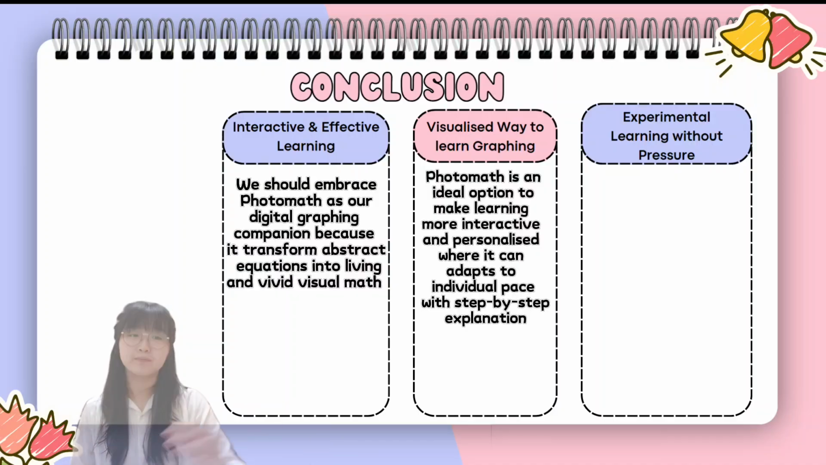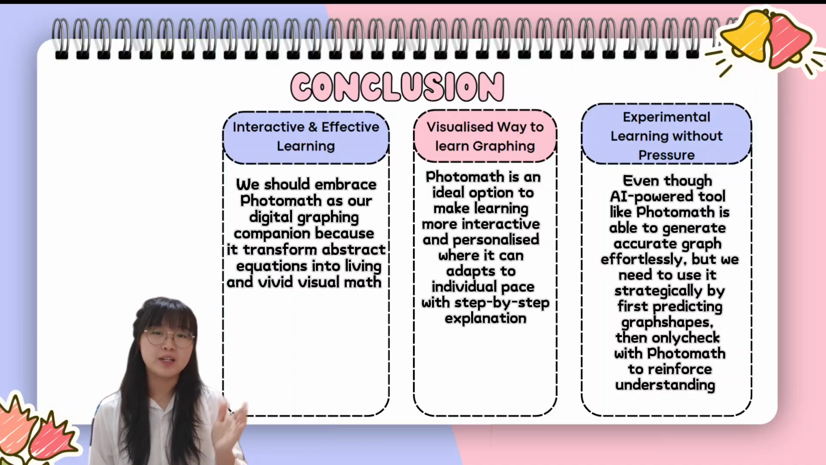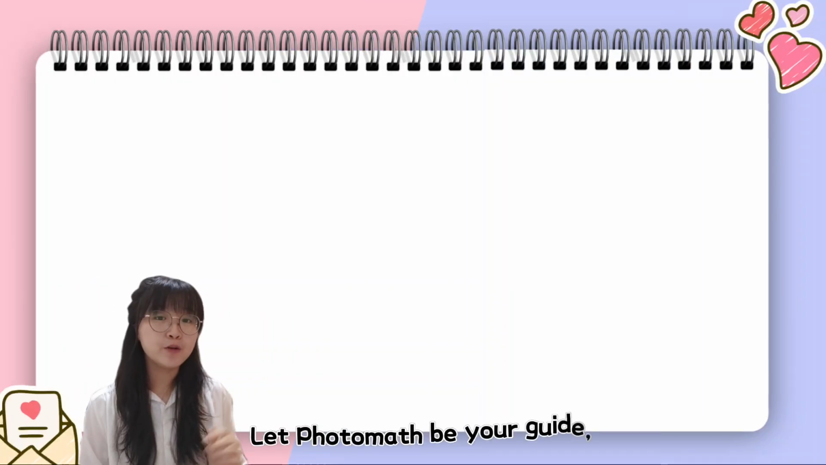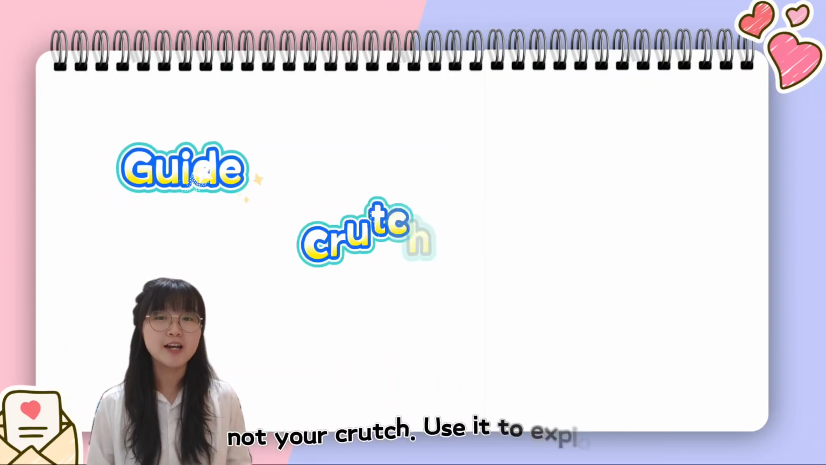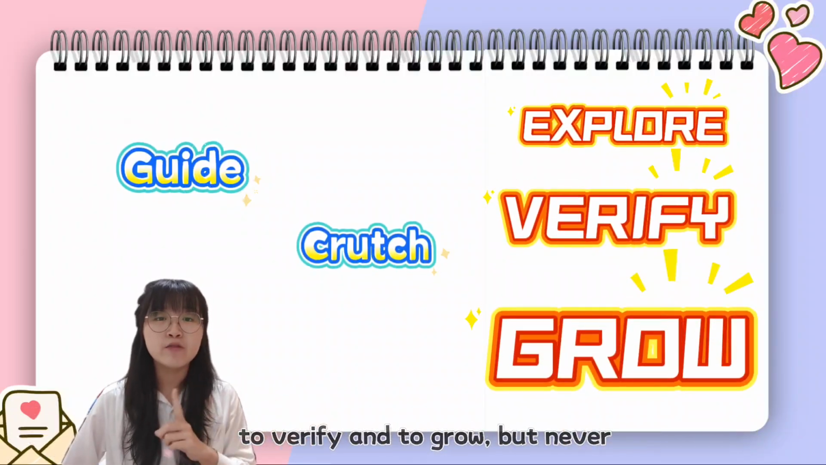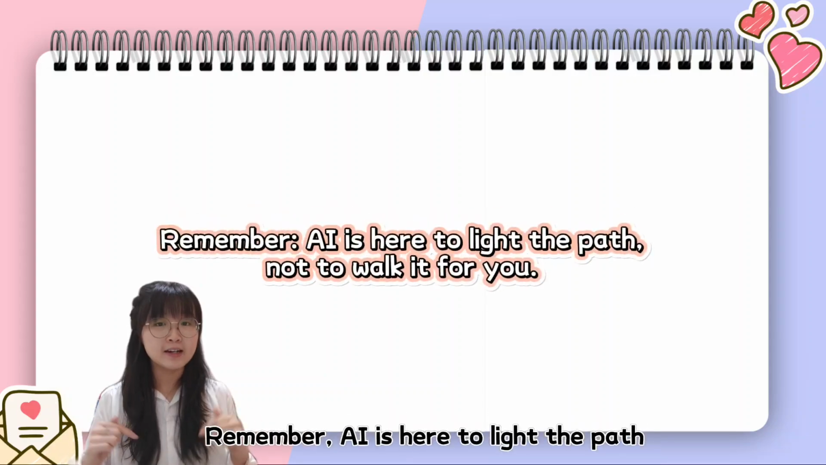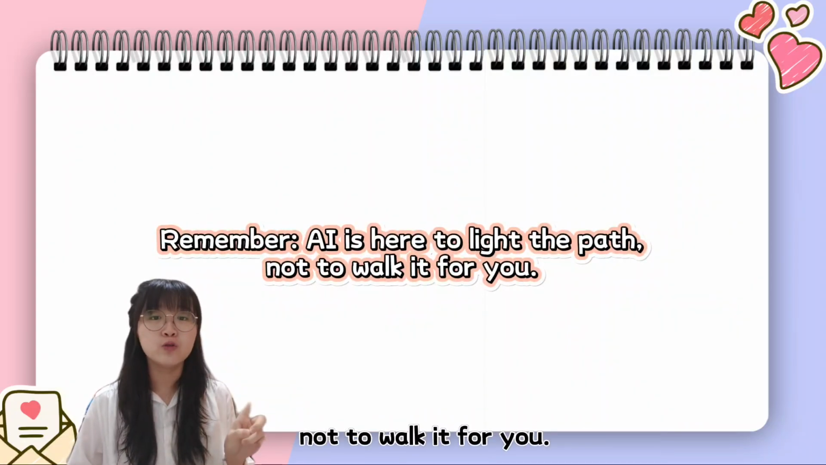Even though AI-powered tool like Photomath is able to generate accurate graph effortlessly, we need to use it strategically by first predicting the graph shape, then only check with Photomath to reinforce understanding. Let Photomath be your guide, not your crutch. Use it to explore, to verify, and to grow, but never stop thinking by yourself. Remember, AI is here to light the path, not to walk it for you.